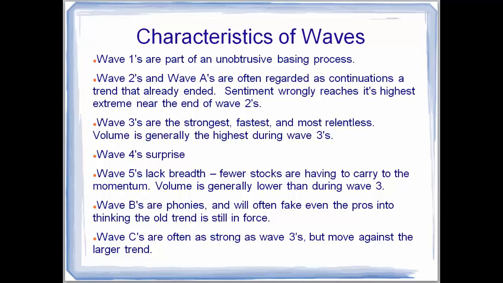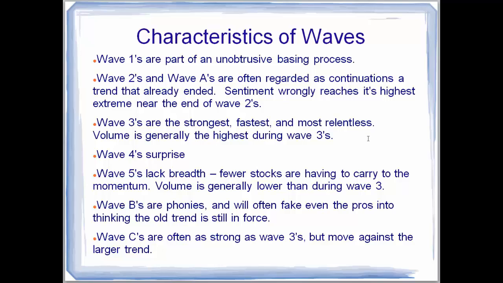R.N. Elliott also documented that each of the waves in the wave principle typically exhibit a specific character. Wave 1s generally look like an unobtrusive basing process. Many times during wave 1, no one's quite sure if the trend is going to continue or if we've got a trend change yet. Wave 2s and wave As are often regarded as continuations of a trend that already ended. Sentiment wrongly reaches its highest extreme near the end of wave 2s.